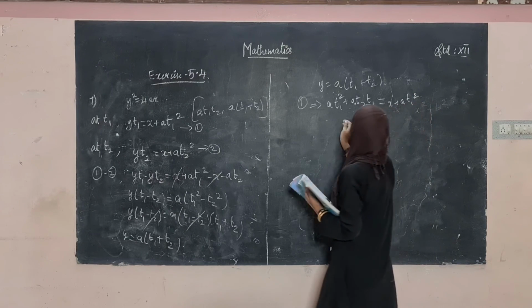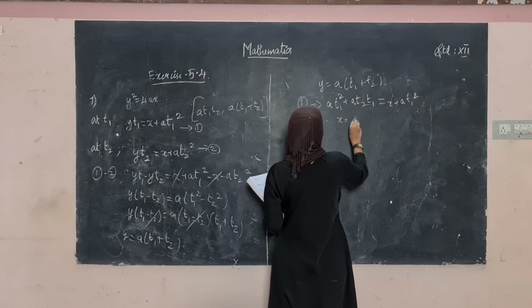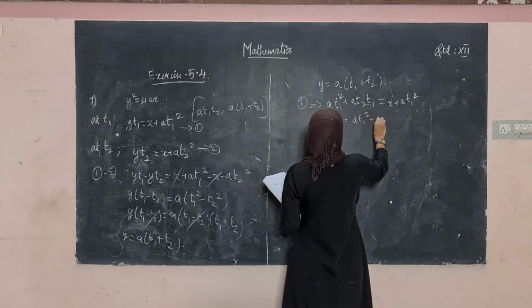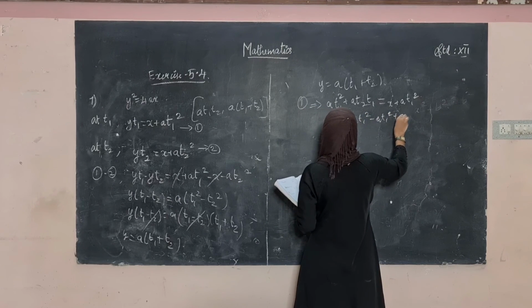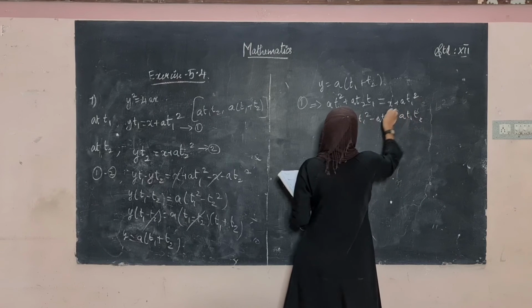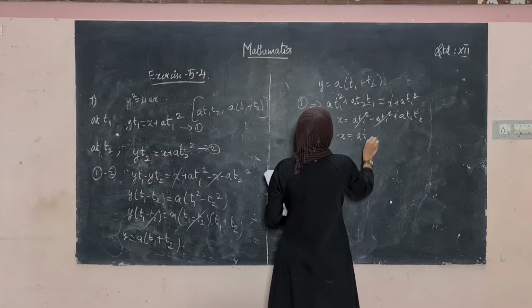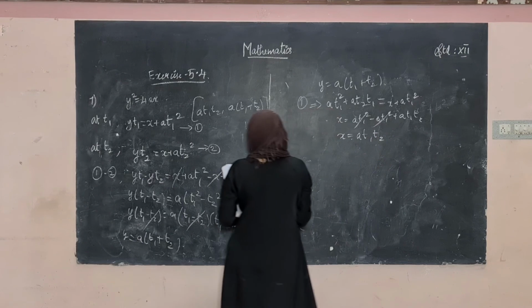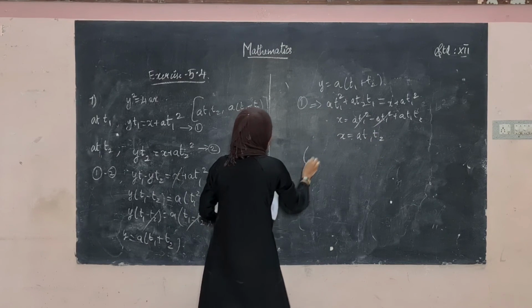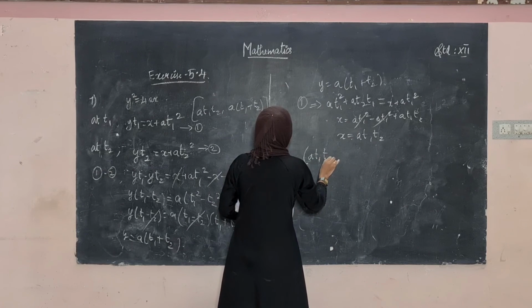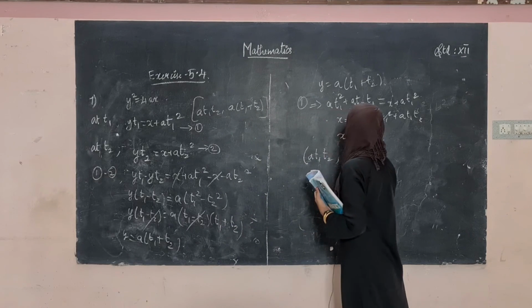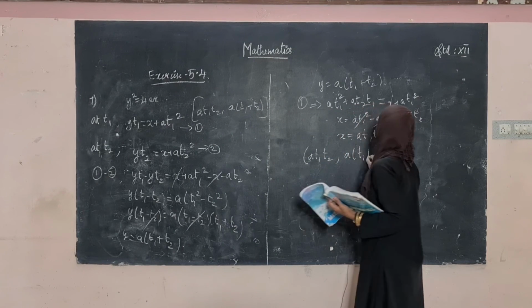Okay, so bring this a T1 square to this side. So x will be equal to a T1 square minus a T1 square plus a T1 T2. This and this get cancelled. So what's the value of a? Sorry, x. X is equal to a T1 T2. So the point is (a T1 T2, a into T1 plus T2).